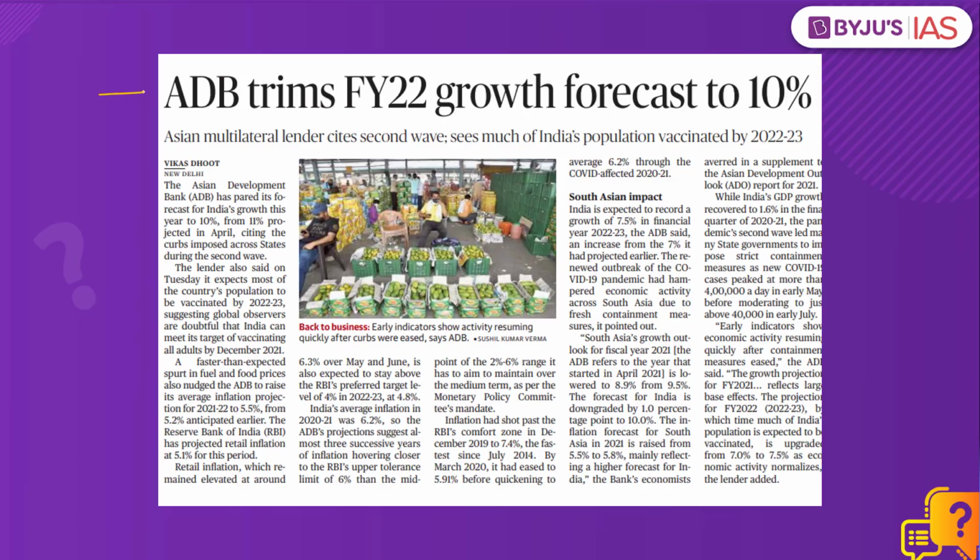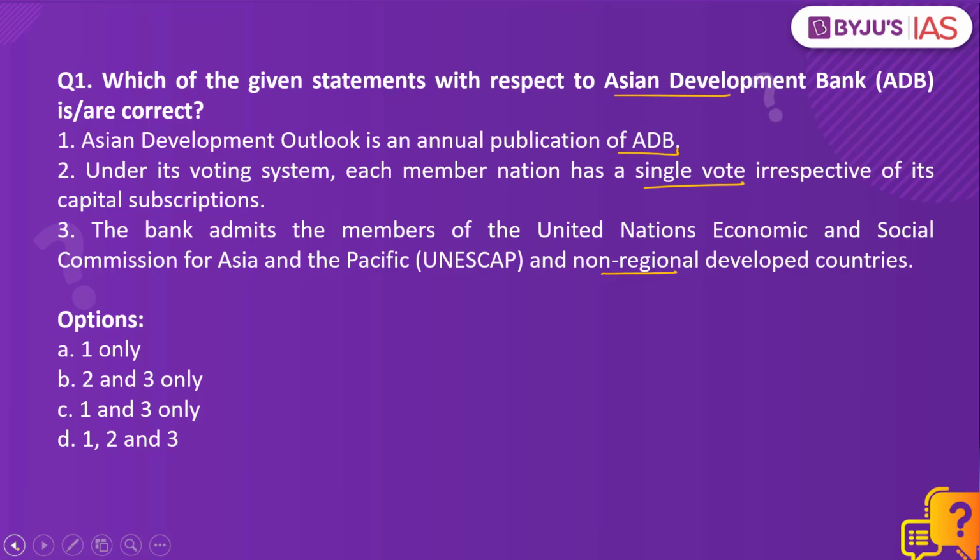Why this question? This article in the Hindu newspaper today talks about India's economic growth forecast by the Asian Development Bank. This article also makes a mention of the Asian Development Outlook, which is the bank's annual publication. Coming back to the question, statement number 1 is correct because Asian Development Outlook is published by Asian Development Bank annually. This Asian Development Bank is a regional development bank that was established in the year 1966. It is headquartered in Manila in Philippines.